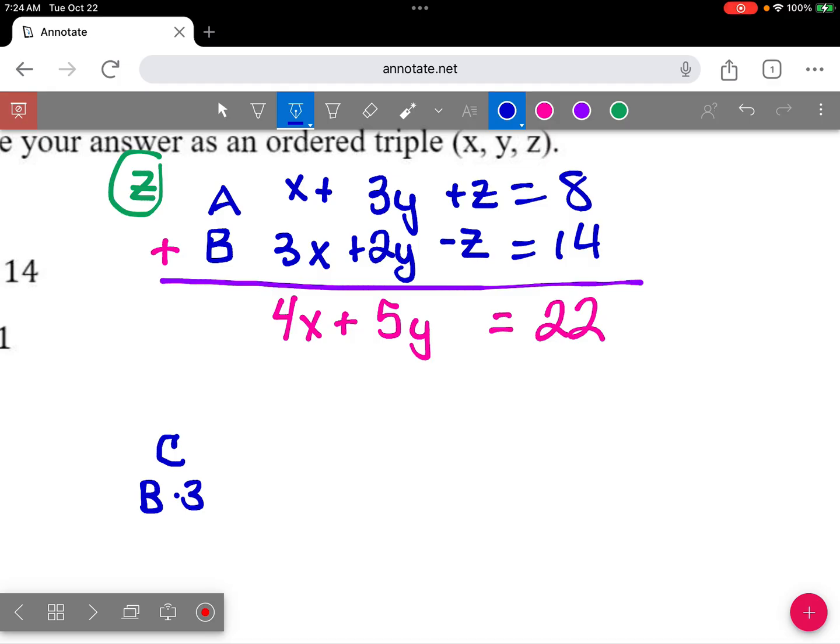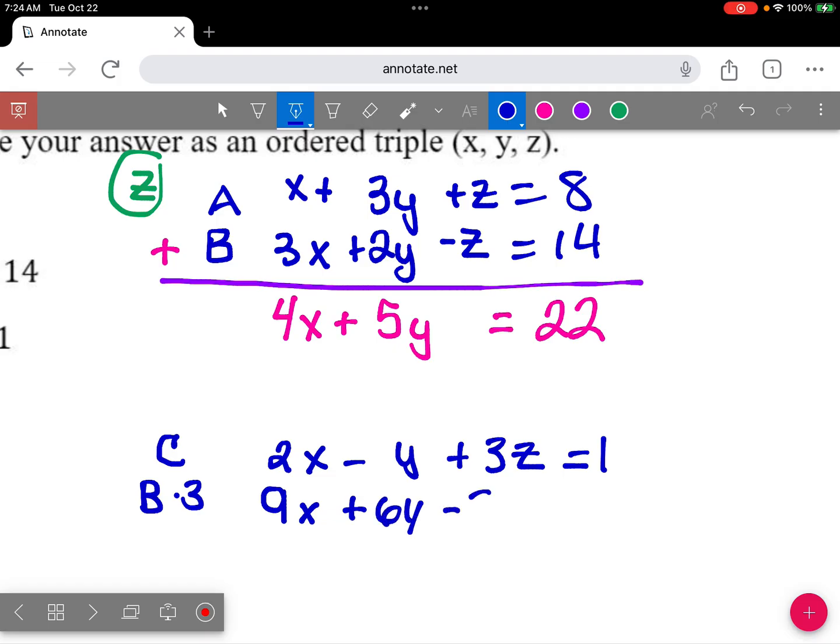All right, so then we're going to do equation C, because we haven't used that one yet. So that's my 2x minus y plus 3z equals 1. And we decided we were going to put that against B times 3. So that's going to be 9x plus 6y minus 3z. And then we have our 14 times 3, which is 42.